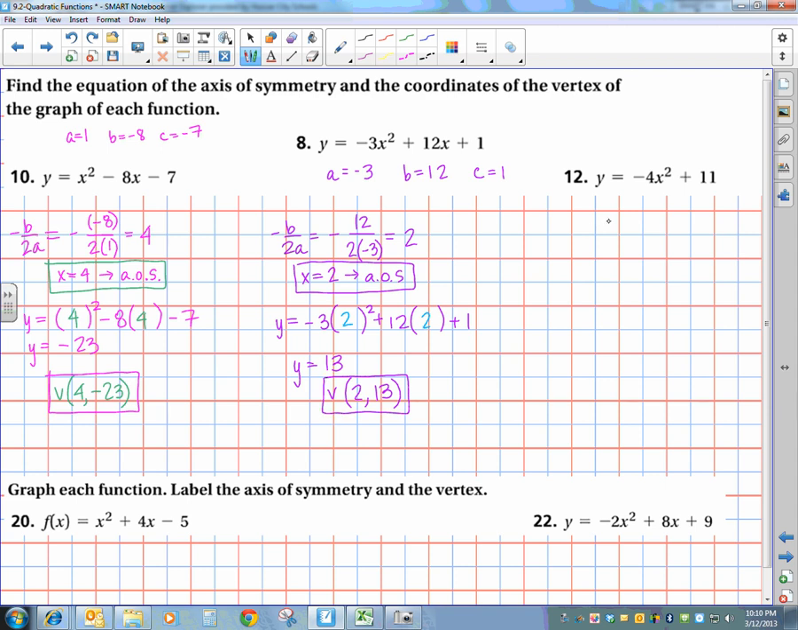All right, one more like that. Oh, a little different. A is -4. But notice that's not B because there's no x with it. So that means B is 0 and C is 11. So when I go to negative B over 2A, then B is 0. So 0 over anything is 0. That gives me x equal to 0 is my axis of symmetry.